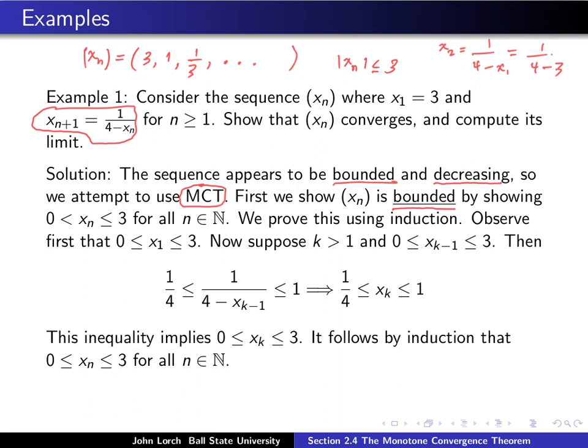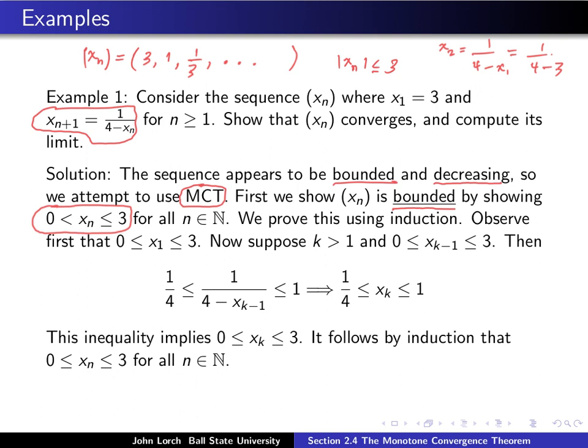Okay, so anyway, back to the main story. We're going to show that this sequence is bounded by verifying that every term in the sequence lies between 0 and 3. That is, every term of the sequence is positive and less than or equal to 3.